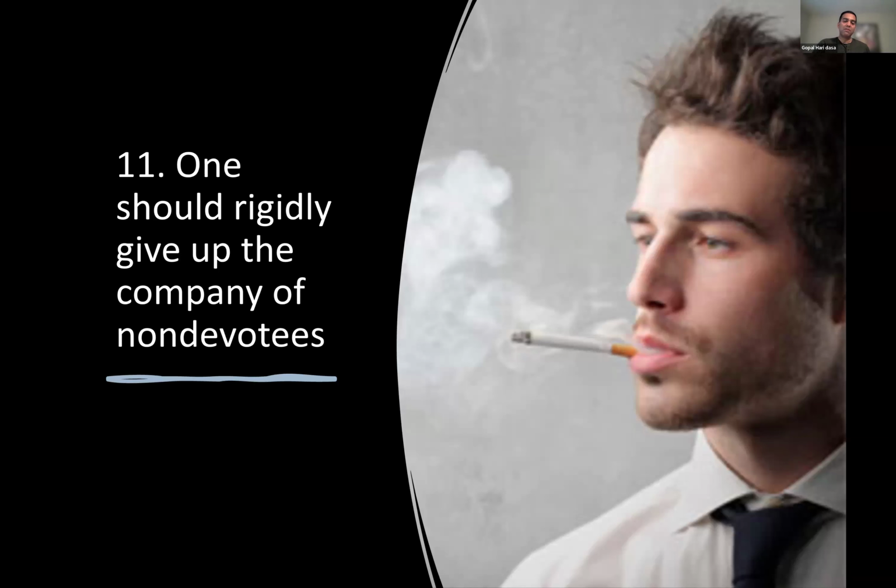Eleven, one should rigidly give up the company of non-devotees. So give up the company of non-devotees. Lord Chaitanya says, Asat Sangatyagi Vaishnavachar. A Vaishnava, he says, is one who gives up the company of non-devotees. Very interesting. He doesn't say a Vaishnava is someone who accepts the association of devotees. Even more important, he says, give up the association of non-devotees.